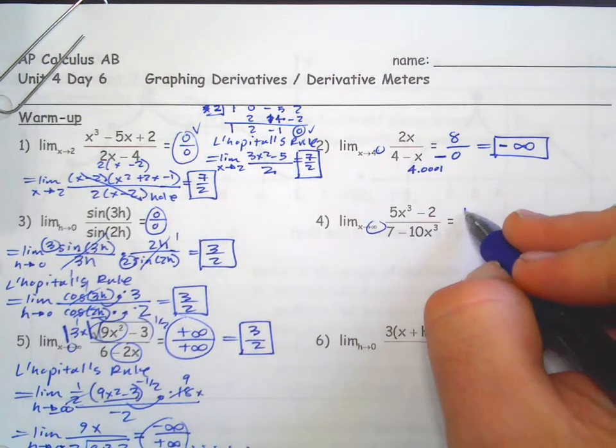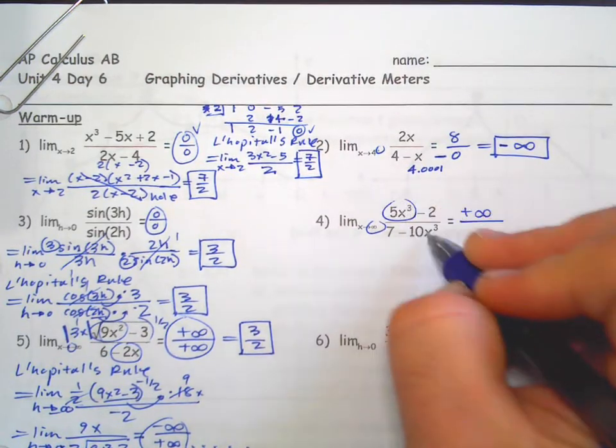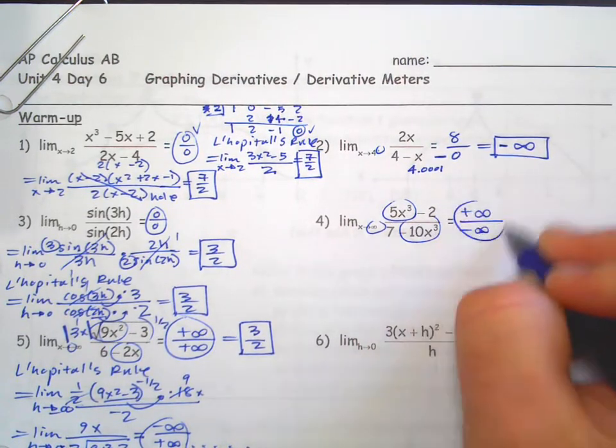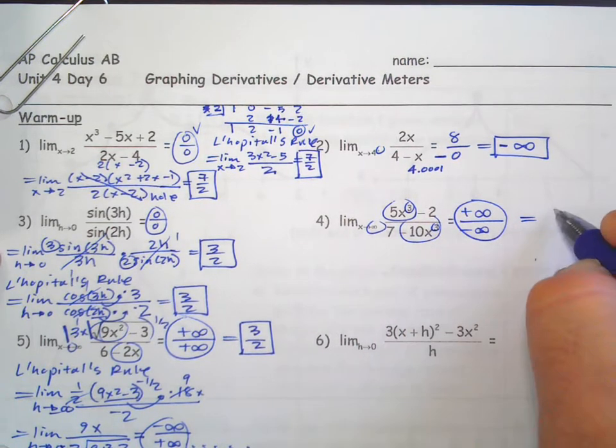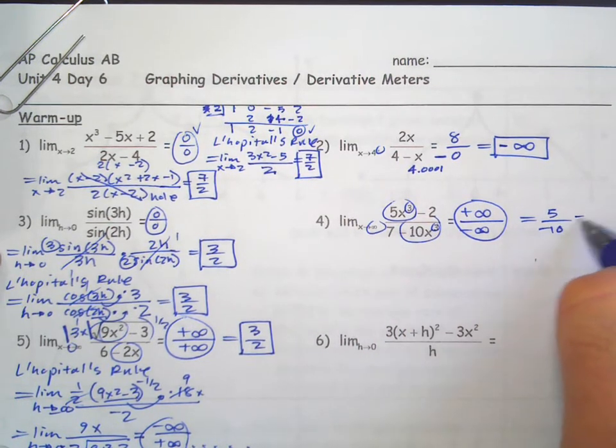Infinity is going to be a positive infinity, dominant term over a negative infinity. You should get a negative answer. Now, dominant terms, they have the same degree, so it's just going to be the ratio of their coefficients, and it's going to be negative 1/2. That'd be the easiest way to do that problem.